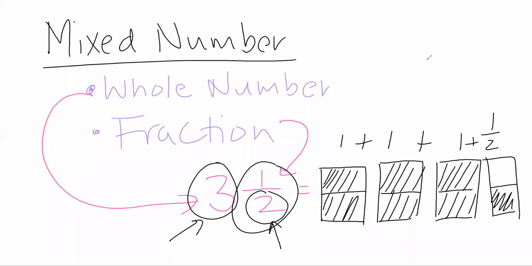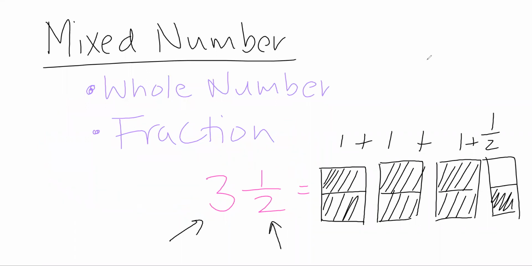Sorry, there's the good old circle everything, and then it gets confusing. Here is 3 1/2. Here it is as a model: one whole, 2 wholes, 3 wholes, and then 1/2 left over. Now, okay, that's a mixed number. Well, what does that mean as an improper fraction? What's the equivalent?